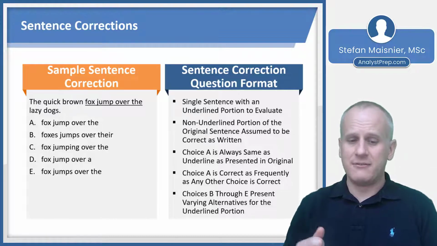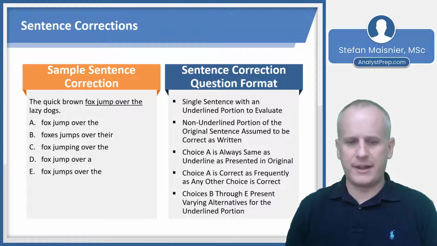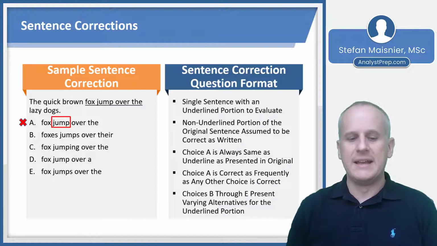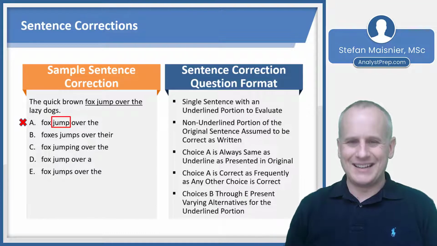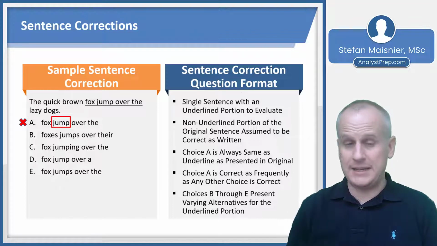But in this case, fox jump, definitely incorrect, and we can eliminate choice A. Then we can move to the next choices and consider whether they fix the error or introduce an additional error that we might be able to see. Again, we're not reading all of these choices back into the sentence. We're just going to look at them clinically.